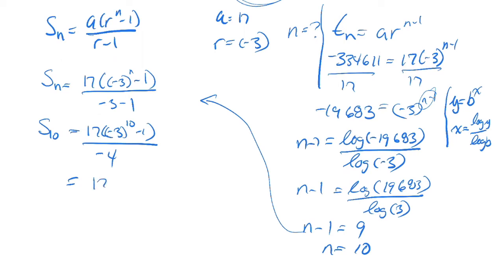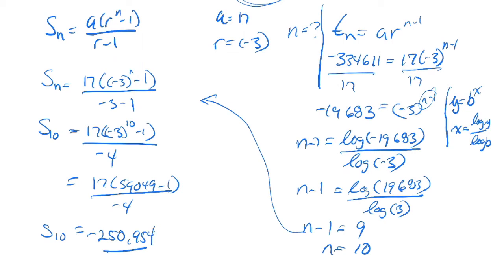That's 17,000 times 59,049 minus 1 divided by negative 4. So 17,000 times 59,048 divided by negative 4. And we're going to get the sum of the first 10 terms is negative 250,954.